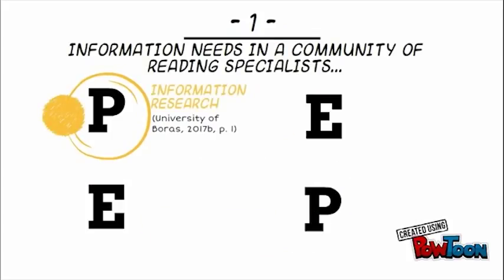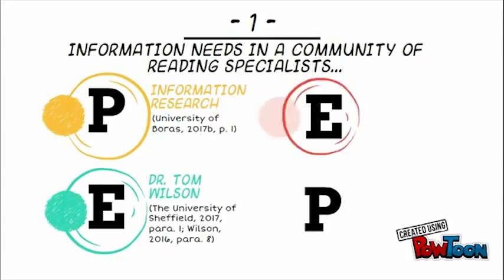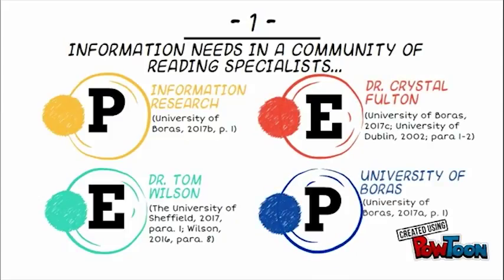I found the article Information Needs in a Community of Reading Specialists, What Information Needs Say About Contextual Frameworks. It was published in the journal Information Research in December 2011. When I found the article, I thought it looked suspicious. The format was strange, the colors were dated, and the name of the publication was unknown and unusual.